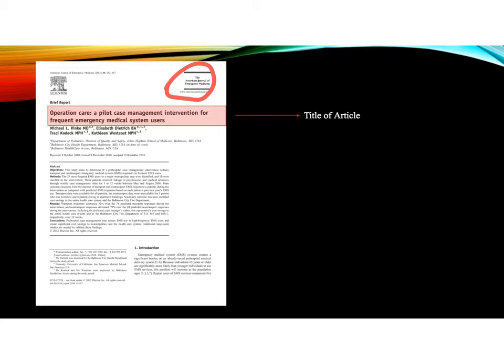The title of the journal, in this case, the American Journal of Emergency Medicine, will let you know what the author's or the scientist's particular discipline or area of expertise is, and the title will give you a preview of what it's about. Operation Care, a pilot case management intervention for frequent emergency medical system users.